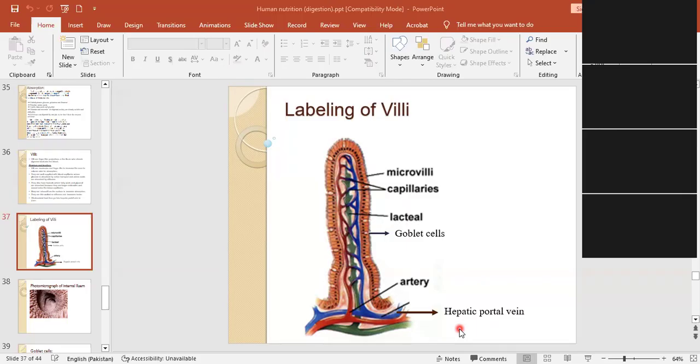Okay? All right. So when these capillaries join together and form a larger vessel, it's actually a vein that is known as hepatic portal vein. And vein means it would have deoxygenated blood. And this hepatic portal vein would have a high amount of glucose.